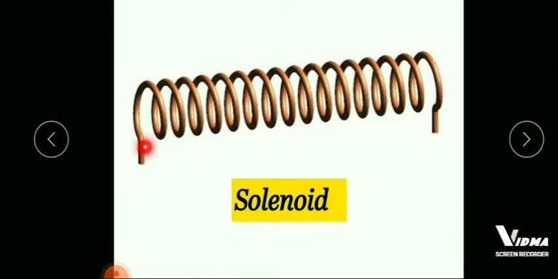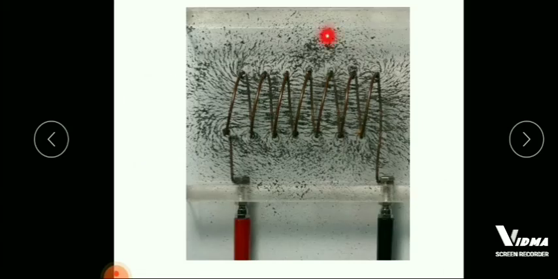We know that whenever a current passes through a conductor, there will be a magnetic field. So while passing current through this solenoid also, there will be a magnetic field. Then how can we find the pattern of magnetic field around a solenoid? For that, we can sprinkle iron powder on this glass plate. On passing current, we will get the magnetic field lines by the iron powder.